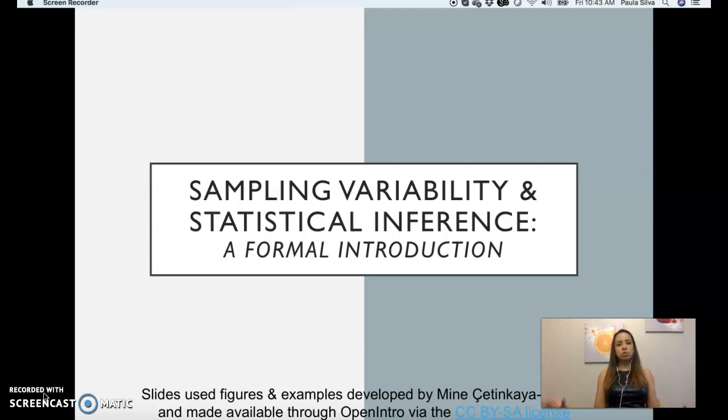So we had information about the population that was represented by probability distributions that we knew the shape of. It was normal. We knew the center, we had the mean values, and we had the standard deviation. With those things in hand, we were able to locate the scores that we're interested in with respect to those populations.